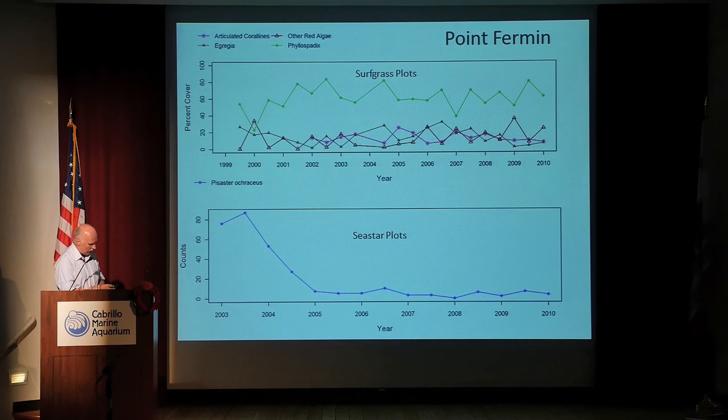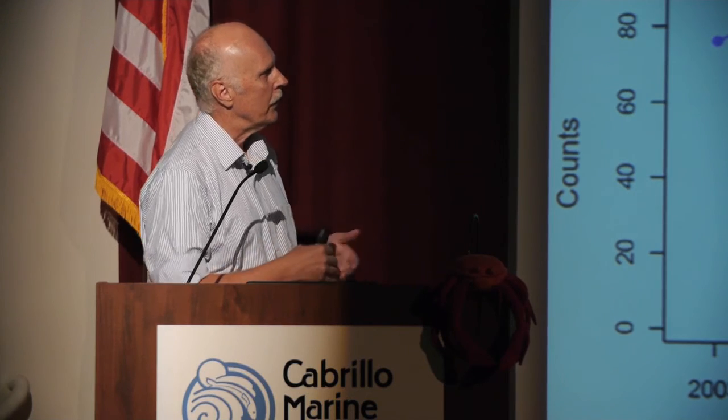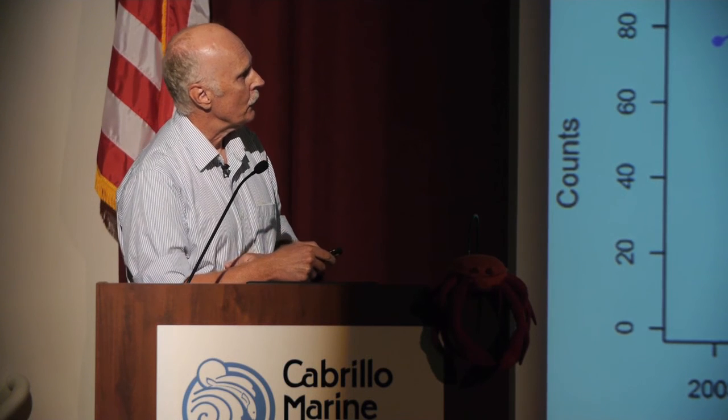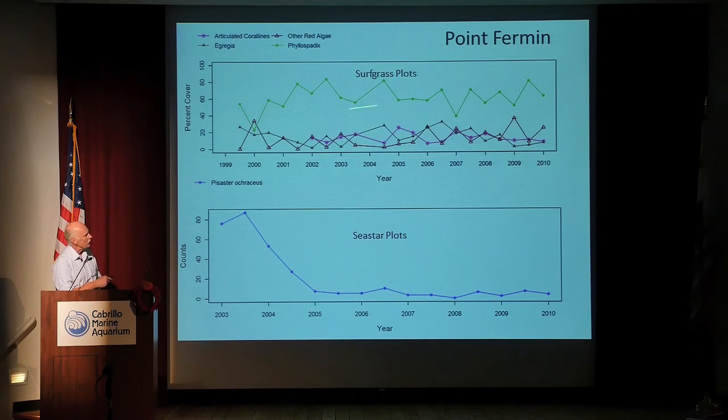And then we have surfgrass plots. Surfgrass actually did better after we established the plots, but it varies a lot. Surfgrass changes a lot depending on the season. It sort of gets stressed out by high temperatures or by waves a little bit, and then it comes back and it recovers. So this is pretty normal. We see this in all of our surfgrass plots, a lot of variation, but it's really pretty stable. And then by comparison, our Seastar plots started out with a lot of Seastars, and then again, they just crashed and they're staying down low.